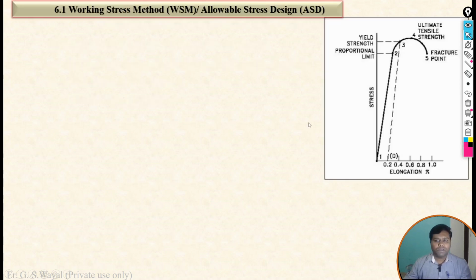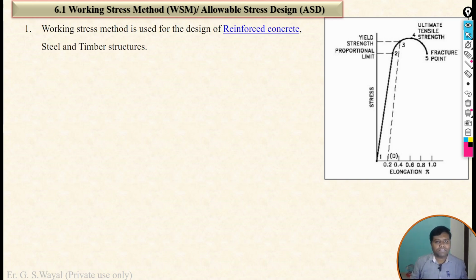Now, the first method is the working stress method. The working stress method is also called WSM in short form, and it is also known as the allowable stress method, called ASD. So ASD and WSM, both are names for the working stress method. What is meant by the working stress method? The working stress method is used for the design of reinforced concrete, steel and timber structures. For all these three types of structures we can use the working stress method.